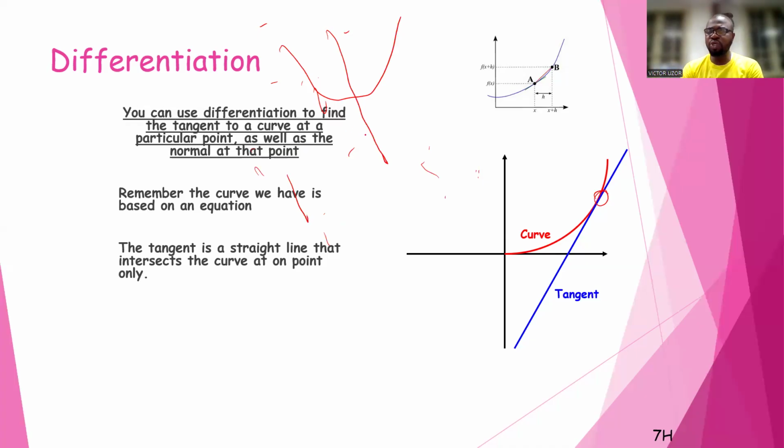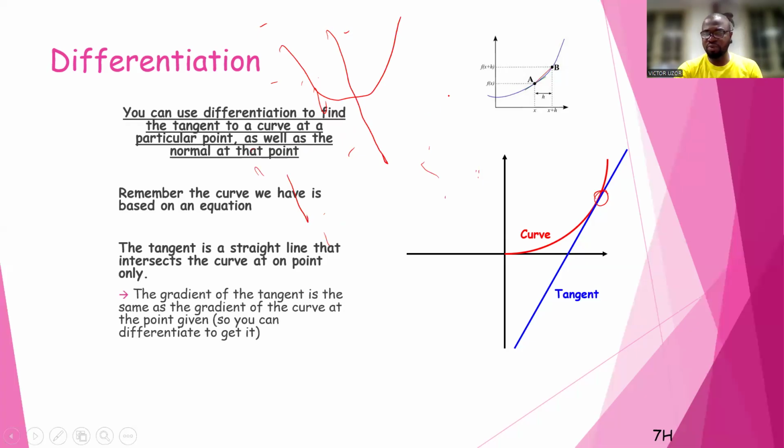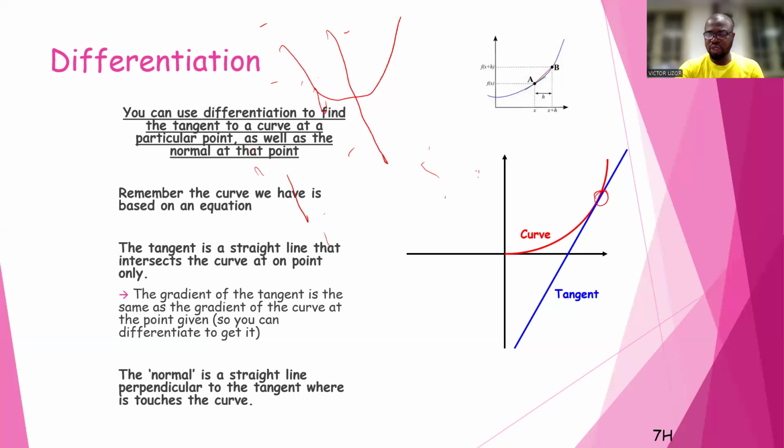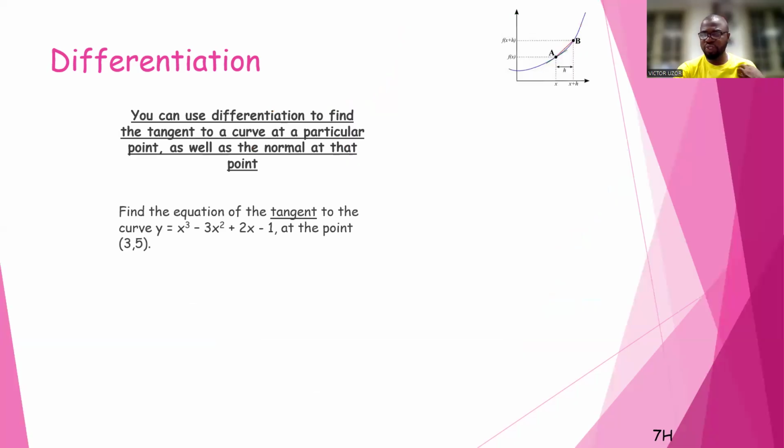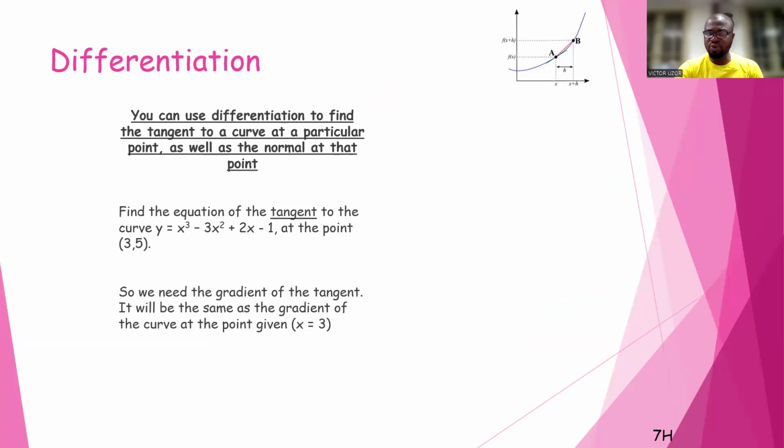So these two things are what we are going to be looking at: how we find the equation of the normal or the equation of the tangent. How do you do that? It's very simple. The steps are simple. Look at this example: find the equation of the tangent to the curve at the point 3, 5. Now, this is so easy.